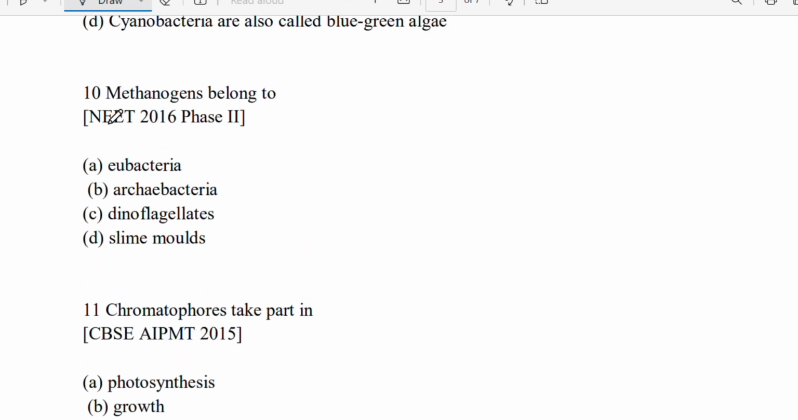Question number 10. Methanogens belong to: option A eubacteria, option B archaebacteria, option C dinoflagellates, and option D slime molds. And the correct option is option B, archaebacteria.